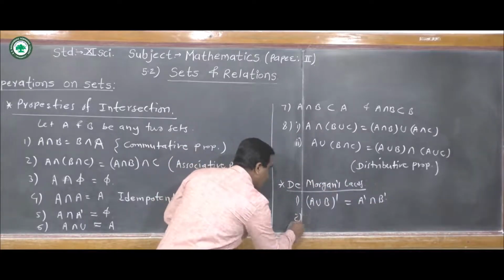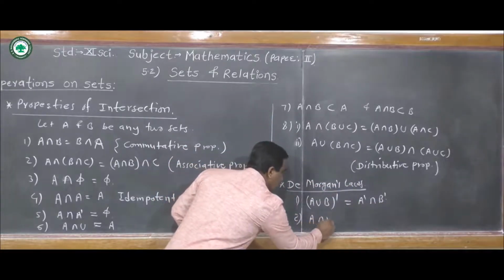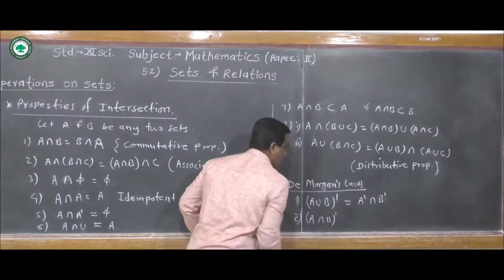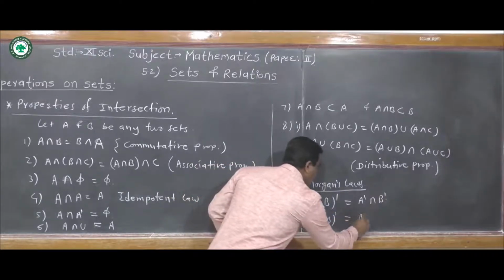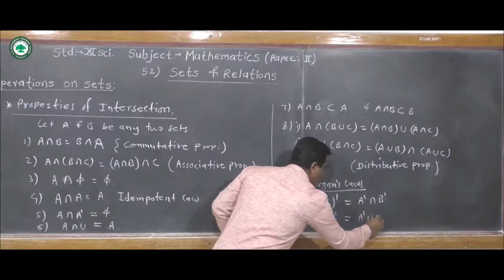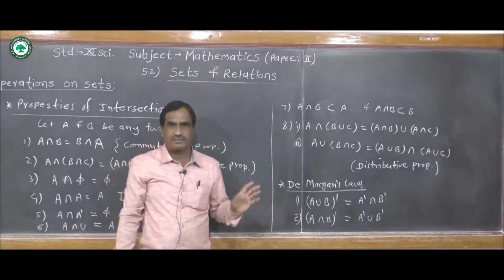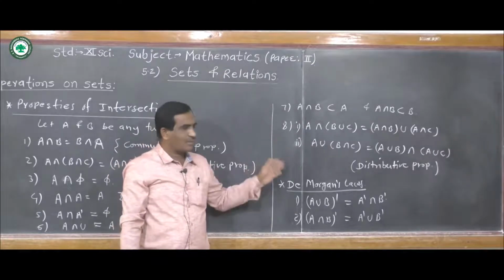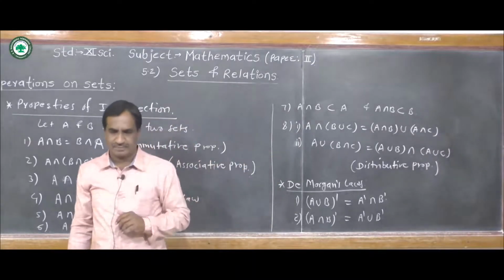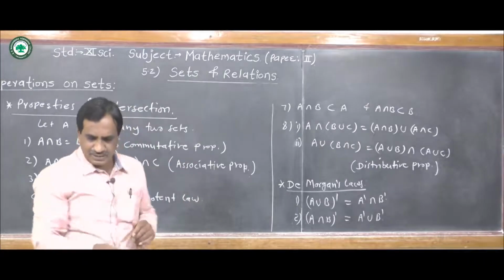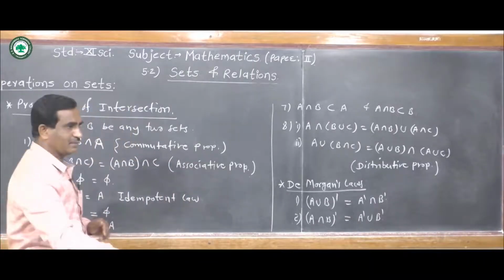Number 2, (A intersection B) complement is equal to A complement union B complement. These are the two De Morgan's laws. Okay. We can verify these laws by giving examples. Now the next article is difference of sets.